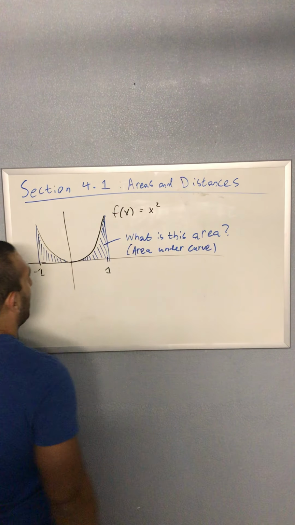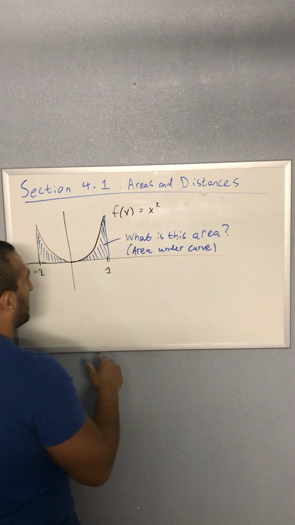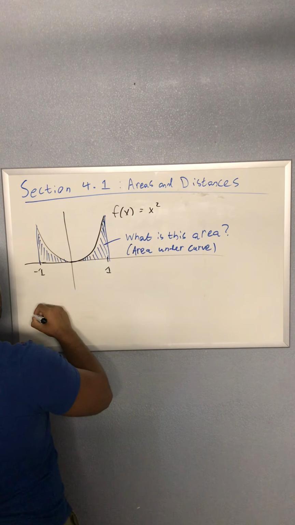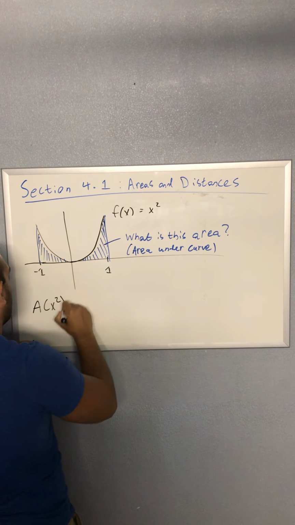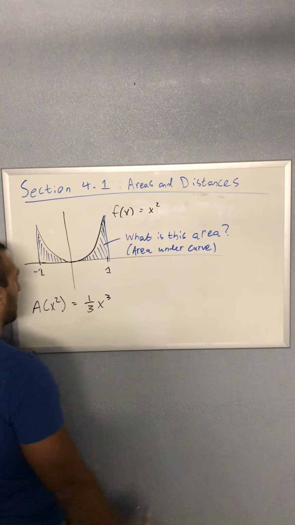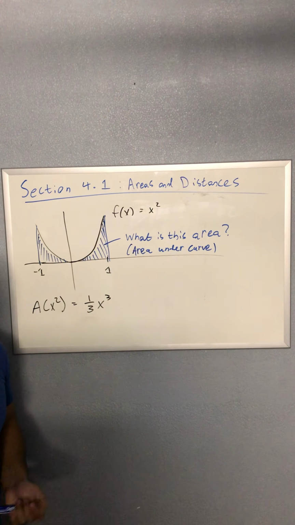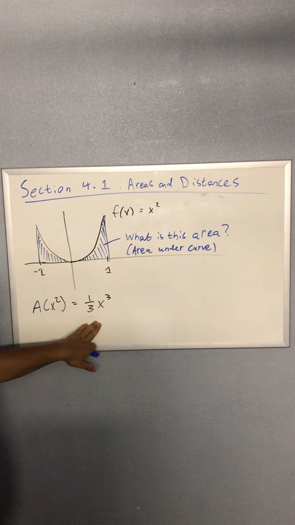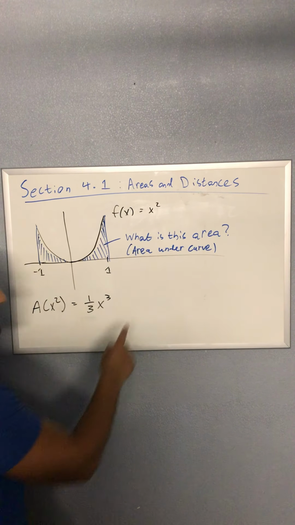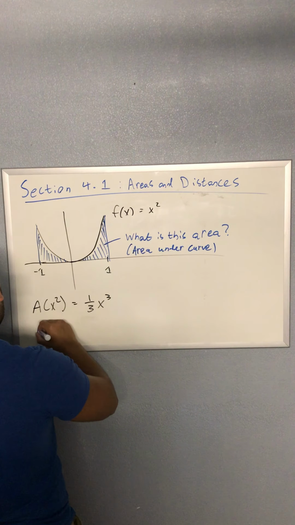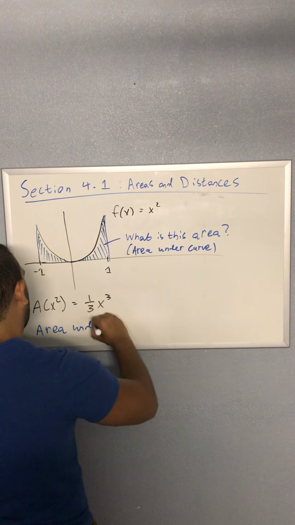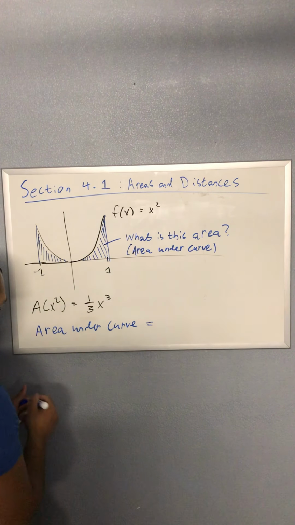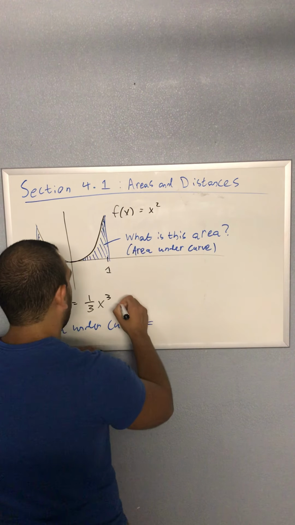The answer to this question is you take the antiderivative. It's another function. Remember, what was the antiderivative of x squared? It was 1/3 x cubed, right? So this is the antiderivative, and actually the area under this curve equals this, and let's call this capital F of x.